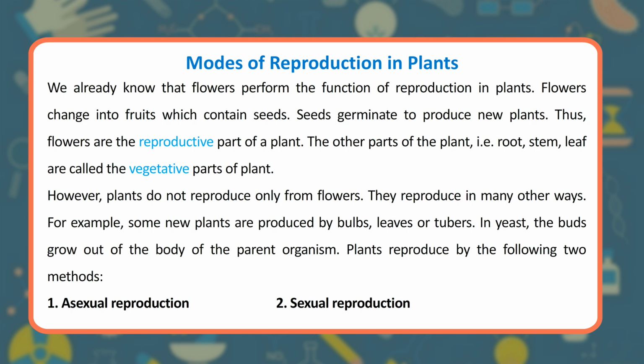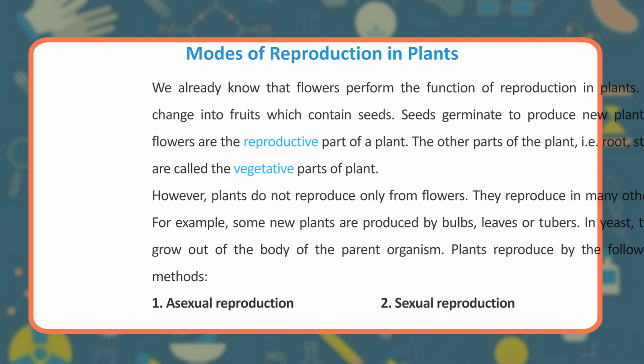However, plants do not reproduce only from flowers. They reproduce in many other ways. For example, some new plants are produced by bulbs, leaves or tubers. In yeast, the buds grow out of the body of the parent organism. Plants reproduce by the following two methods. 1. Asexual reproduction. 2. Sexual reproduction.